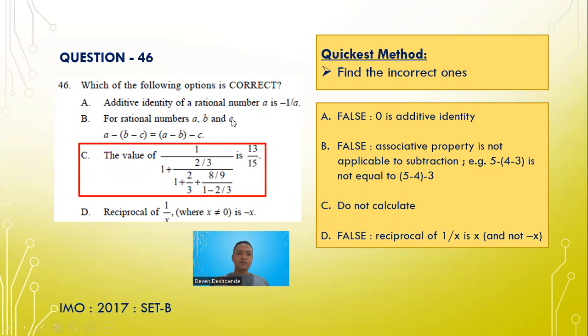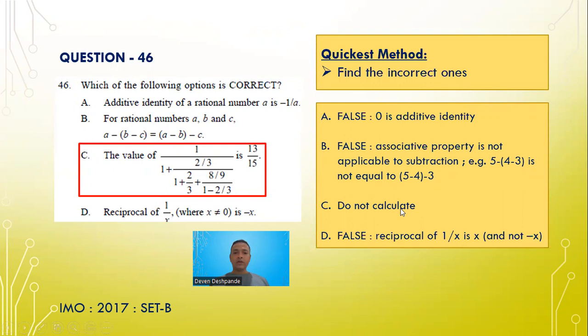For rational numbers A, B, C, A minus B minus C is equal to A minus B bracket minus C, which is false again. Let's say an example, A is 5 and B is 4 and C is 3. 5 minus 4 minus 3: 4 minus 3 is 1, 5 minus 1 is 4. That is not equal to 5 minus 4 minus 3 done left to right: 5 minus 4 is 1, 1 minus 3 is minus 2. So this thing and this thing won't match.